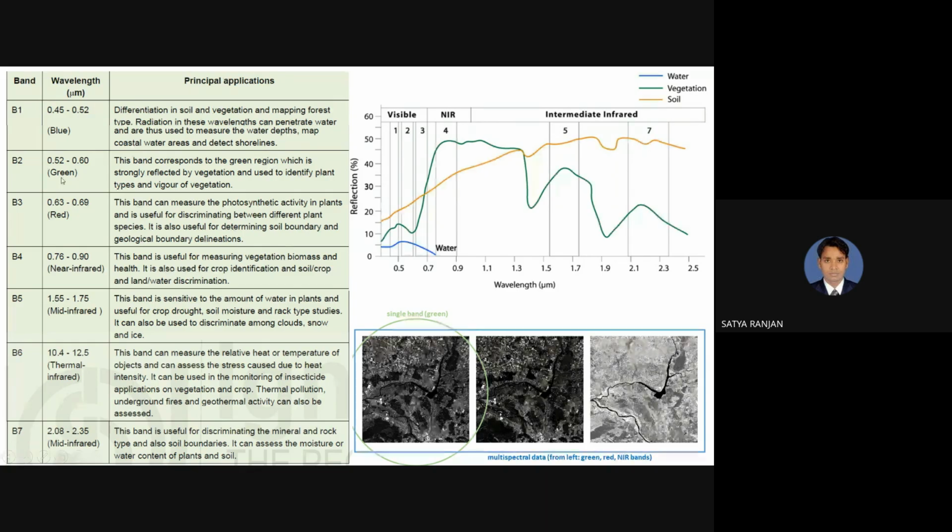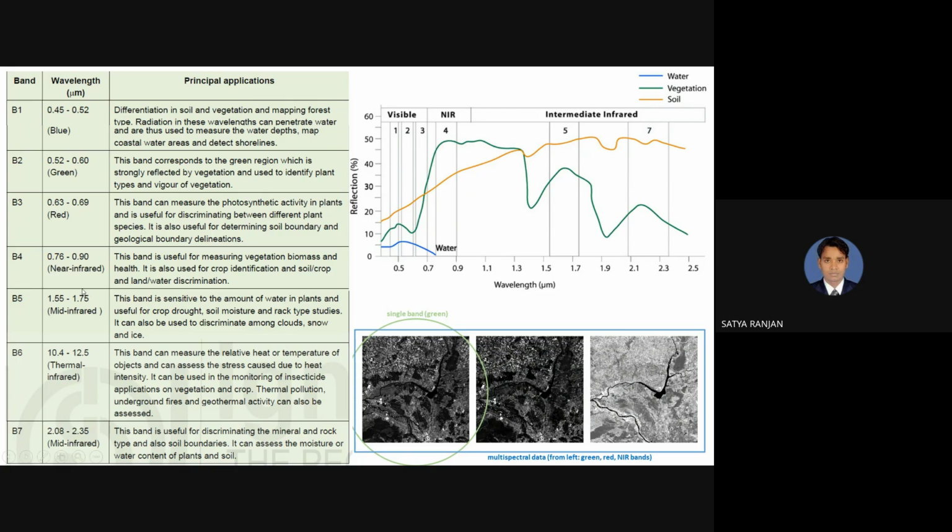Then the green band, its wavelength is 0.5 to 0.6 micrometer. It is higher than the blue band. The band corresponds to the green region, which is strongly reflected by vegetation and used to identify plant types and river vegetation. Then the red band, 0.6 to 0.69. This band can measure photosynthesis activity in plants and discriminate between different plant species. It is also used for soil boundary and geological boundary delineations.